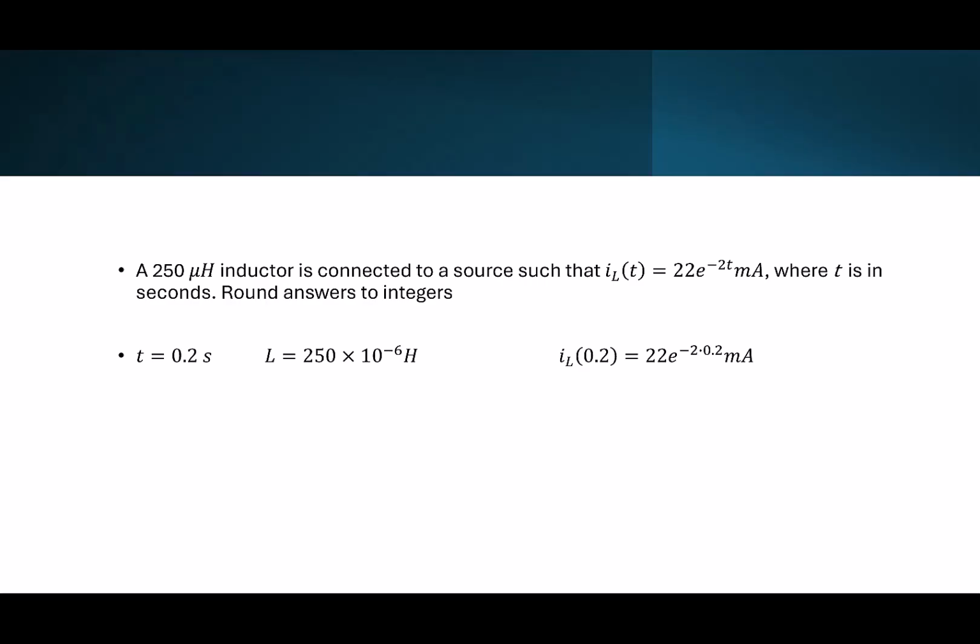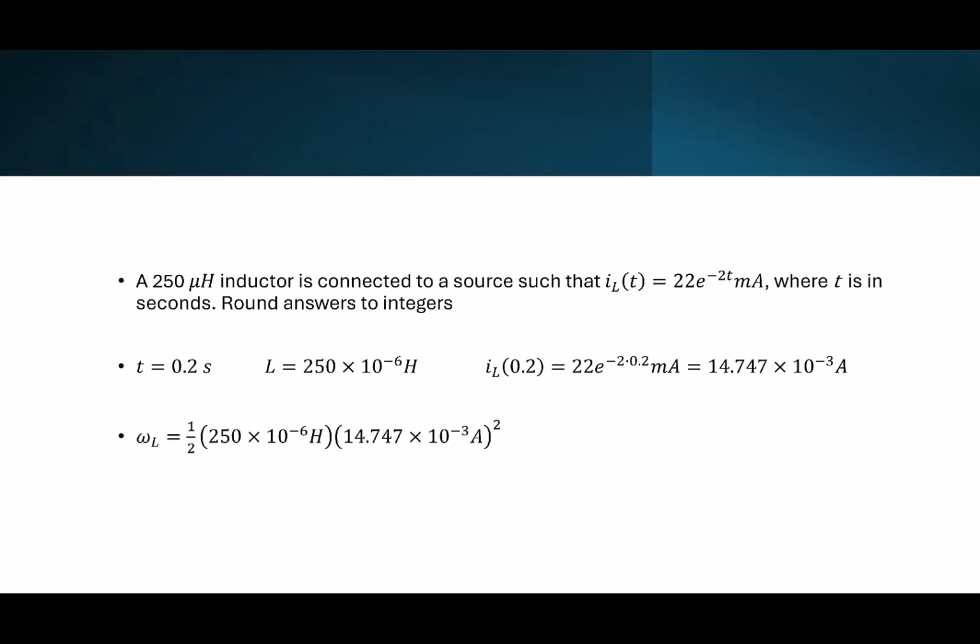This gives us 22 e to the negative 2 times 0.2 milliamps, which is 14.747 times 10 to the negative 3 amps. The 14.747 comes from putting 22 e to the negative 2 times 0.2 in your calculator. We'll take these values for the inductance and current and put it into our formula for energy.